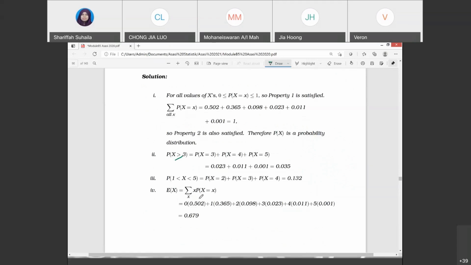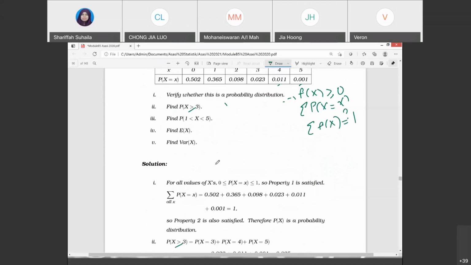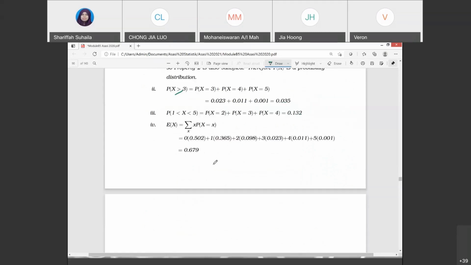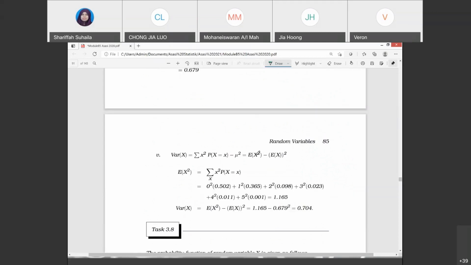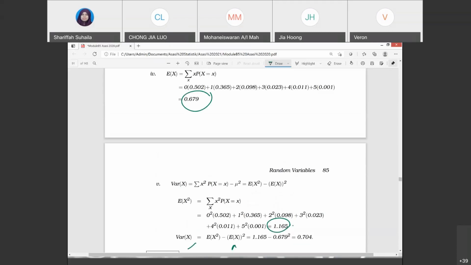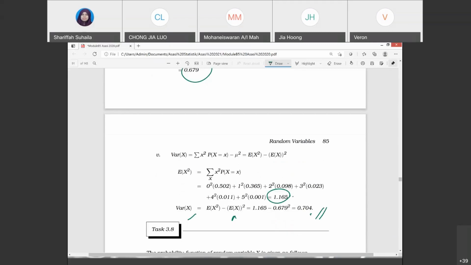And then you want to find your variance. Variance formula tadi kita ada E(X square) minus (E(X)) squared. So E(X square) summation X square times probability. So X square, 0 square times probability, 1 square times 0.365. Probability tu tak square, X je kamu square kan. Total up. Last, you want to find your variance. So E(X square) minus E(X) yang kamu dapat dekat sini, squarekan E(X) and then you get the value. So that is your variance.